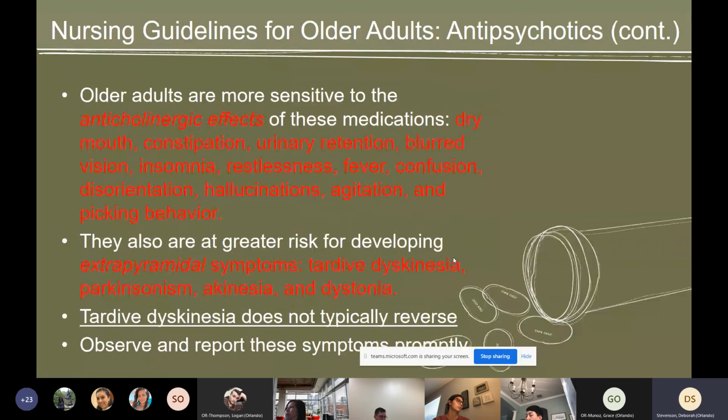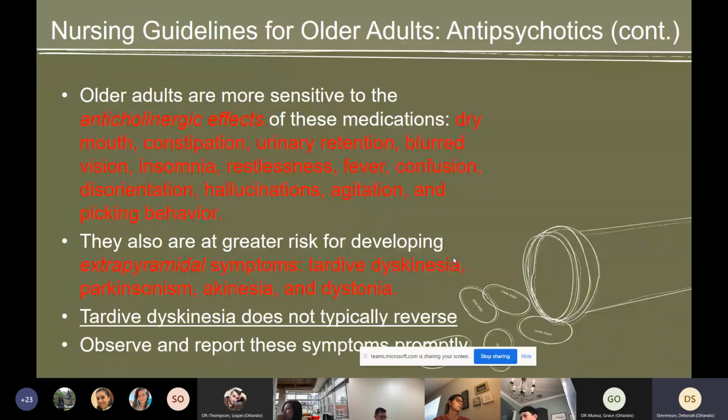Another couple things that are important with antipsychotics, of course, is the anticholinergic effects. Everything becomes dry, constipation, urinary retention, obviously, blurred vision, a few other things, picking behavior where they kind of pick at stuff. All right, so that's the anticholinergic effects.